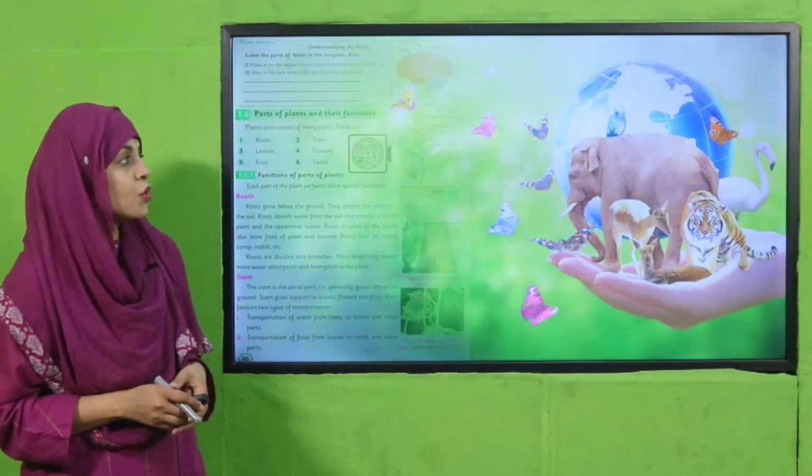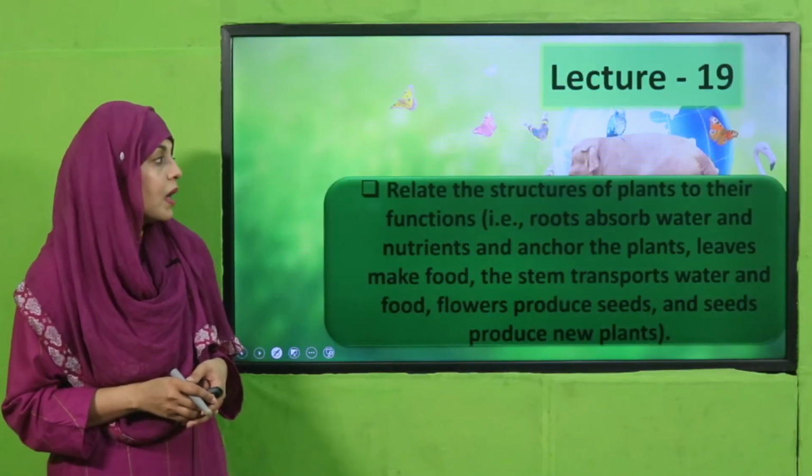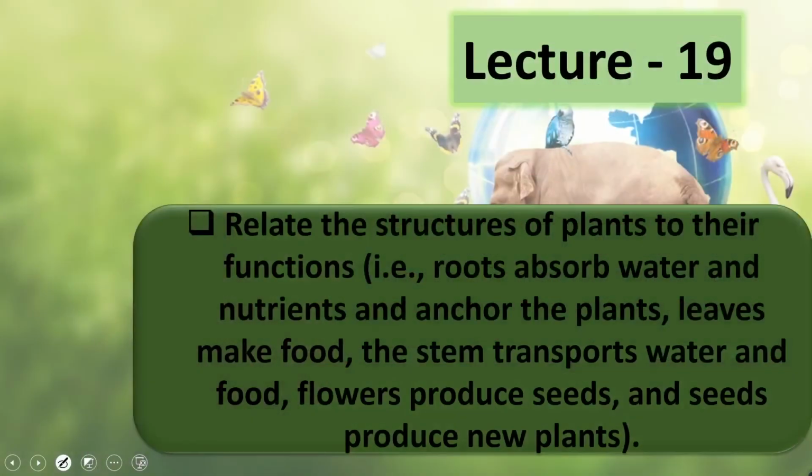So my dear students, in lecture number 19, the students will be able to relate the structures of the plants to their functions, that is roots absorb water and nutrients and anchor the plants, leaves make food, the stem transports water and food, flowers produce seeds and seeds produce new plants.